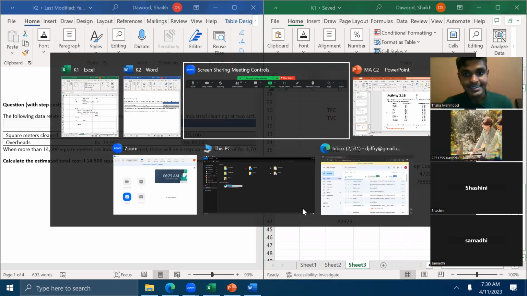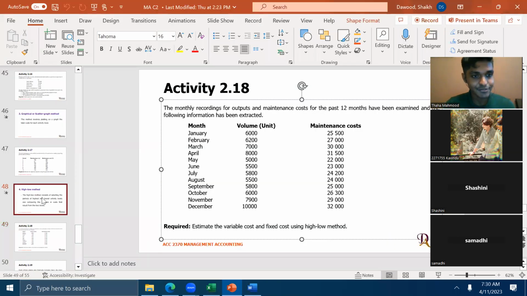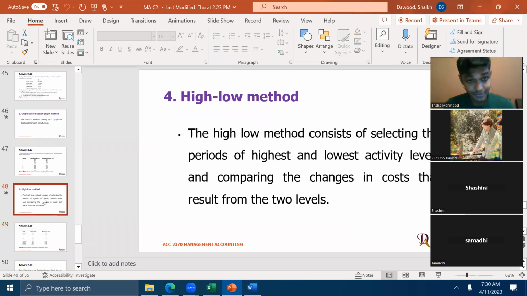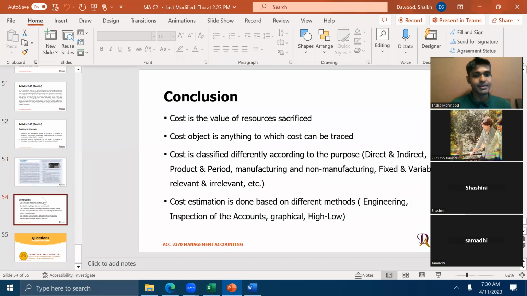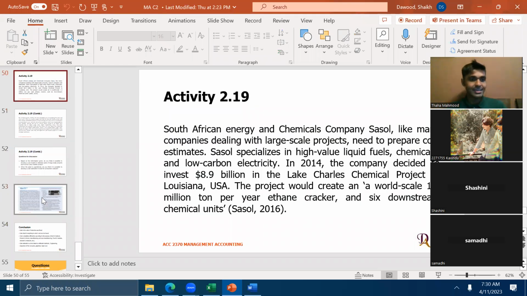Now, I think that's it from this lesson, from cost estimation techniques. It's a small thing they are trying to teach you all.